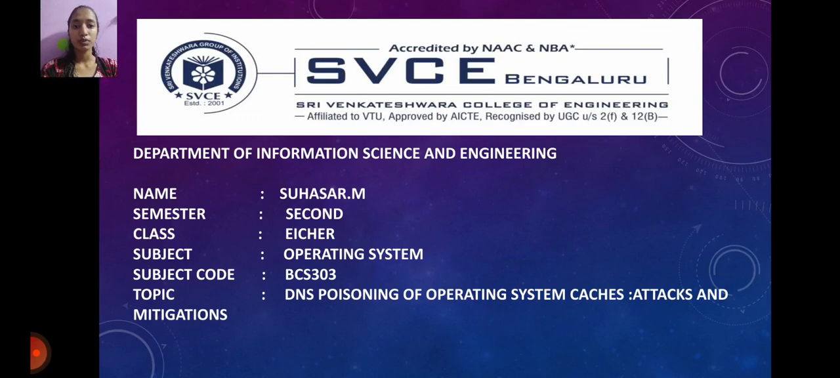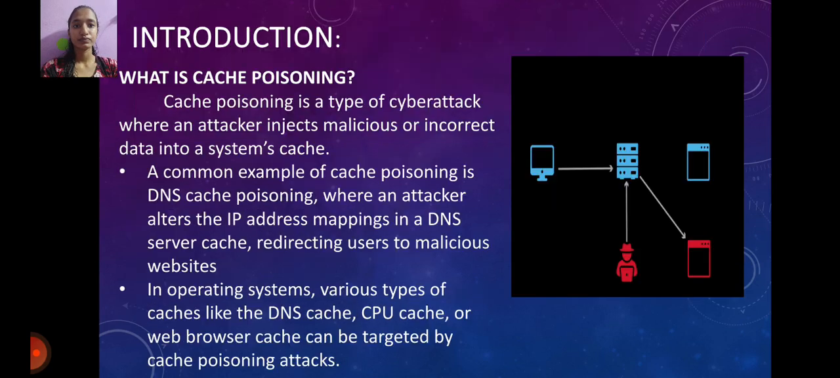In this video, I am explaining the topic: cache poisoning of operating system caches, attacks and mitigations. Introduction: what is cache poisoning? Cache poisoning is a type of cyber attack where an attacker injects malicious or incorrect data into a system's cache.